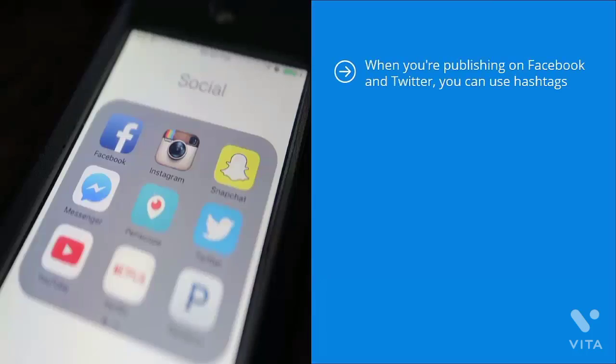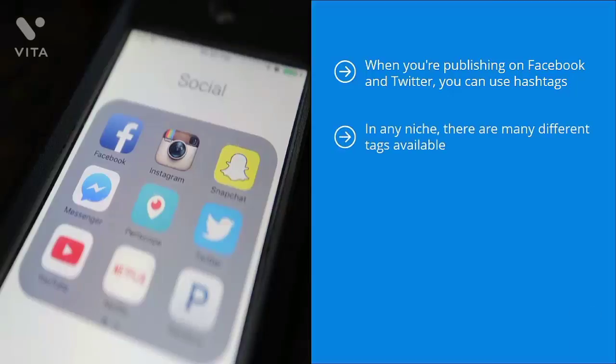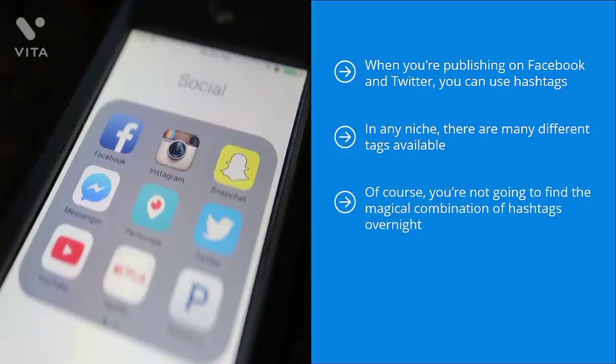Scale up your targeting. When you're publishing on Facebook and Twitter, you can use hashtags. This is definitely true with Instagram. Regardless of the platform you're on, make sure you play around with how you categorize or tag your content. In any niche, there are many different tags available. Experiment with these. See which tags get the most attention from the social media platform you're sharing a piece of content on. Of course, you're not going to find the magical combination of hashtags overnight.